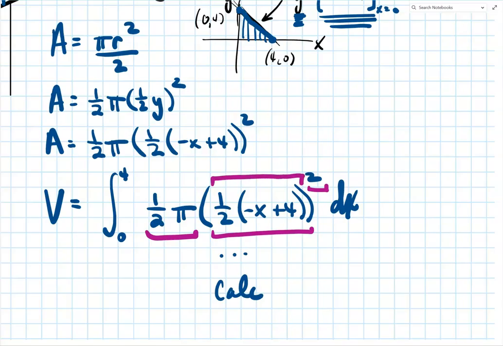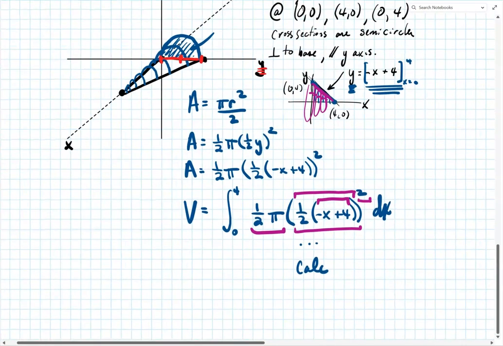The radius in and of itself is half of the y-coordinate. So here's a radius, here's a radius, here's a radius. These are all radii for the circles that are going to go in this direction. And this little mini function right here is what's giving us the height or the dimensions of those circles. So it's all built in there.